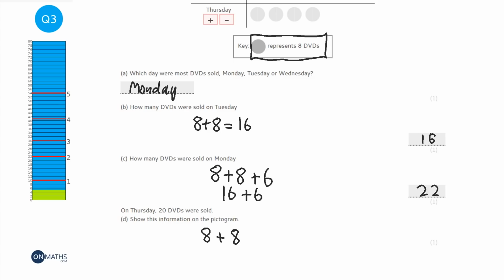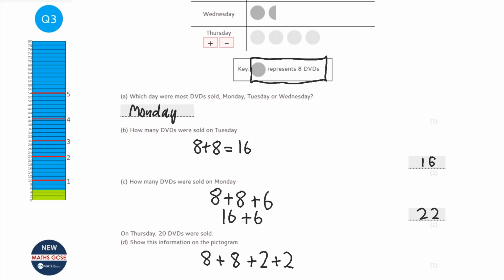Now 16, let's try another one. Let's put another full circle down, and that gives us 24. So that would be too much. So we're going to have to go into those quarters. So we've got 16. How many more 2s do we need? So 16, that would give us 18, and that would give us 20. So we need 2 whole circles and then 2 quarters.